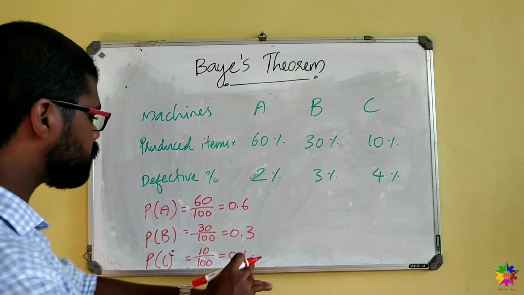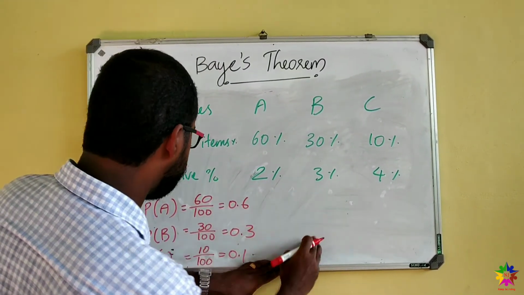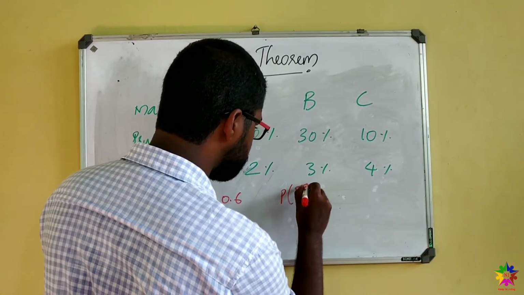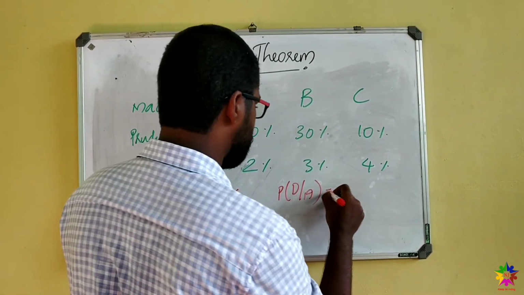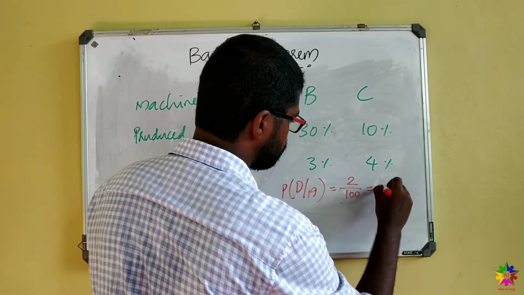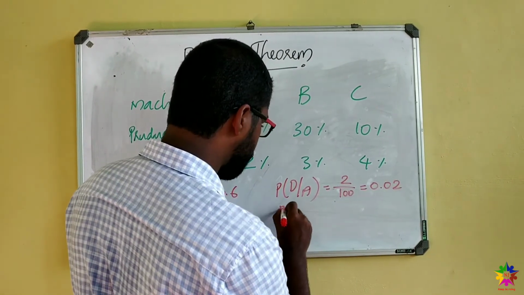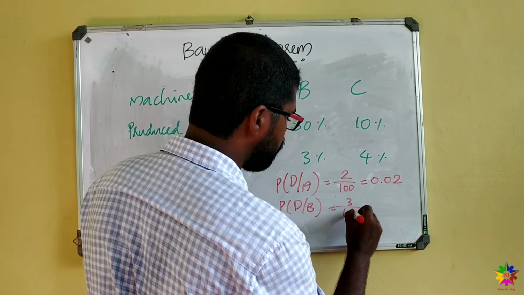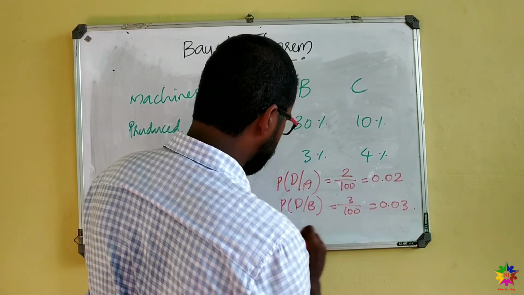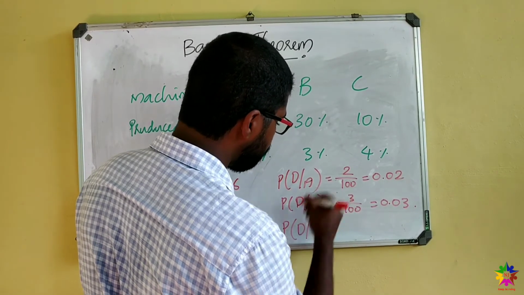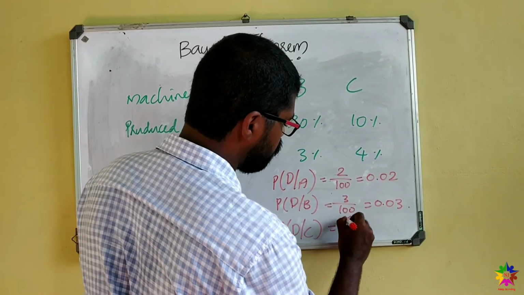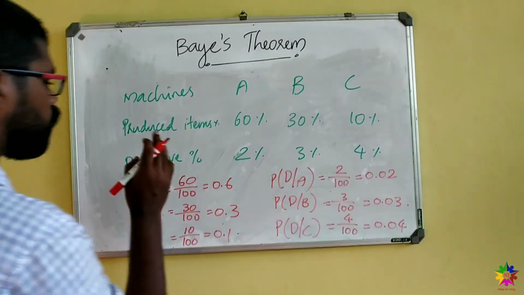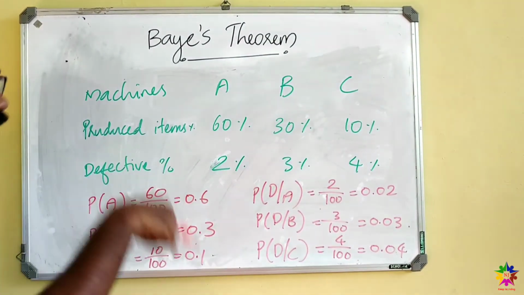Okay, and let's see the conditional probability. That is, some products are defective, and it is from machine A. The probability of a defective product produced by machine A is equal to 2 by 100, that is 0.02. The probability of a defective product produced by machine B will be 3 by 100, so it is 0.03. And a defective product produced by machine C is equal to 4 by 100, so it is 0.04. So these are the normal probability and conditional probability of this question.